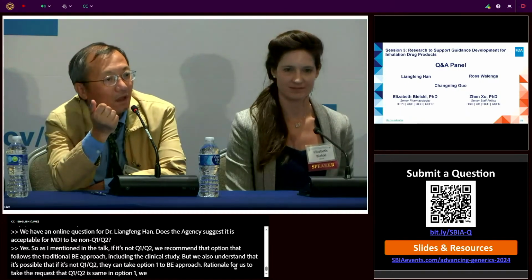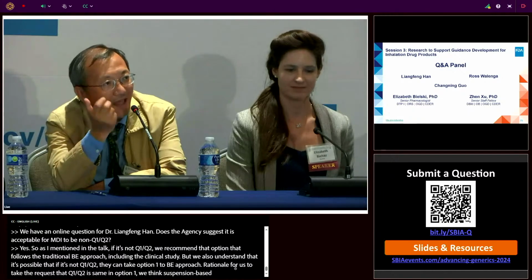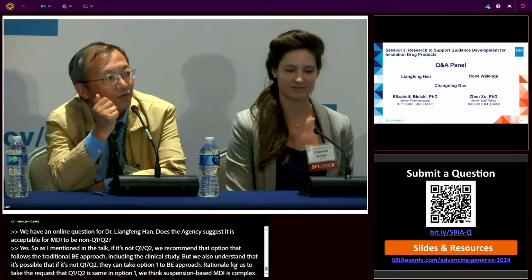The rationale for requiring Q1, Q2 the same in option 1 is that we think suspension-based MDIs are complex. It's likely that a non-Q1, Q2 formulation may cause a lack of BE between the in vitro BE testing and the in vivo performance. So we recommended Q1, Q2 the same in option 1 to reduce the likelihood of this possibility.